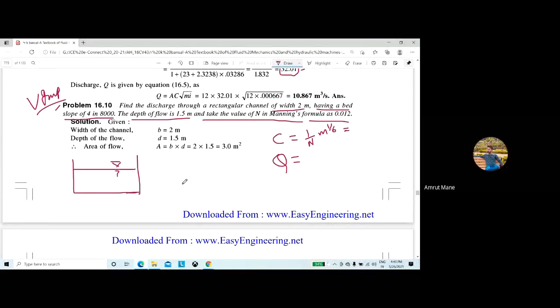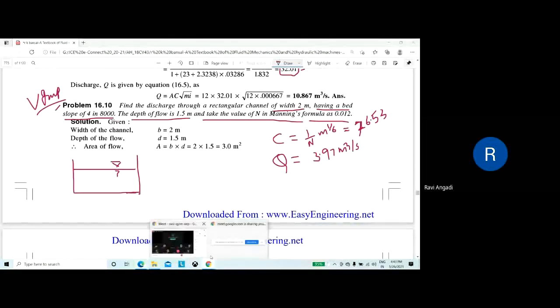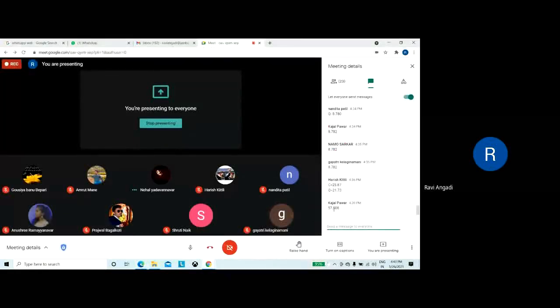Hello, sir. Yes. Yes. C equal to 76.53. 76.53. Q equal to 3.97 meter cube per second. 3.97 meter cube per second. Okay, let me check here who all have given. Nobody has sent the answer.